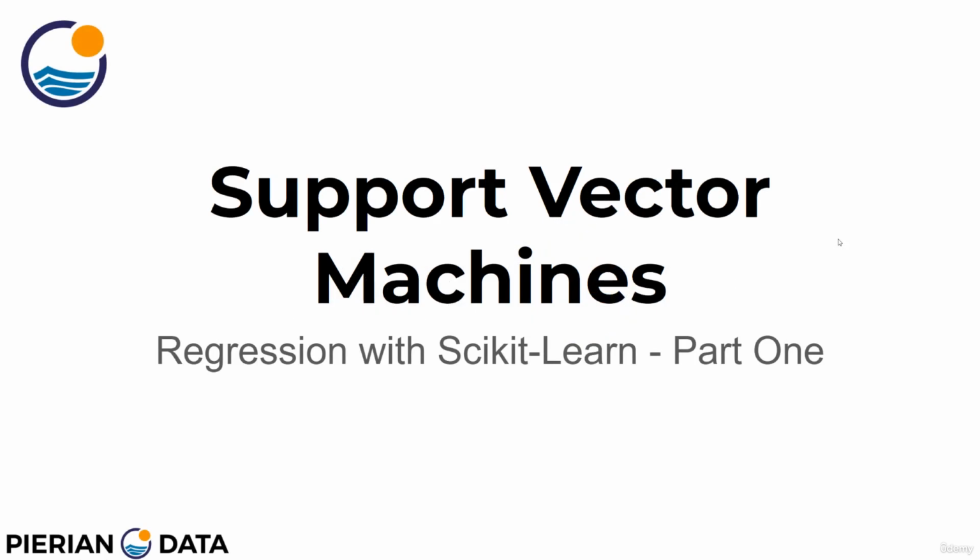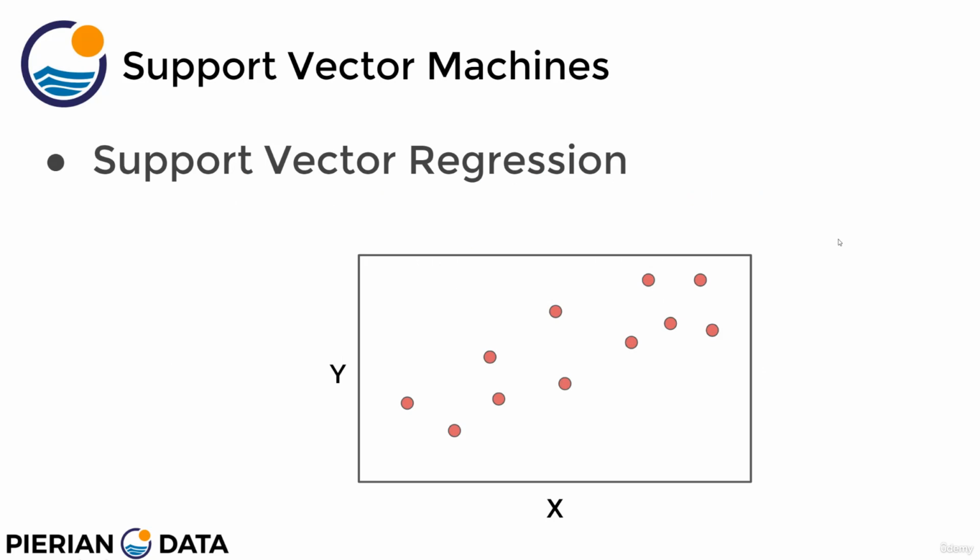Welcome back, everyone, to this continued discussion of support vector machines. Now we're going to take a look at how to perform a regression with scikit-learn with support vector machines. That is, using support vector machines to predict a continuous label. The ideas behind support vector regression are very similar to the ideas behind support vector classification.